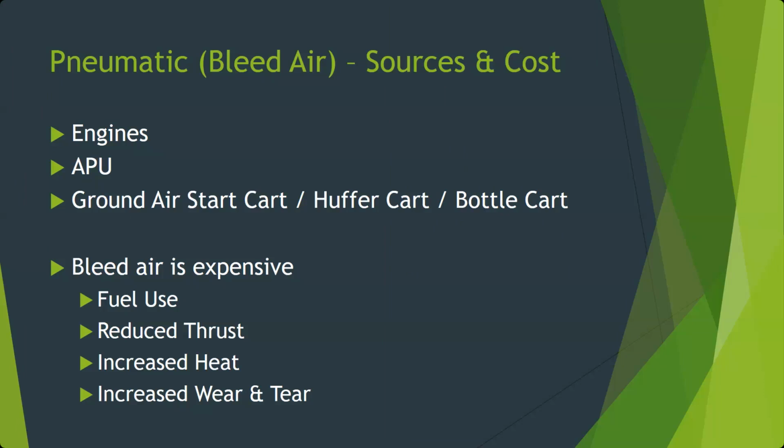Increased wear and tear because of that heat, that caused more wear and tear. So newer aircraft, some of the newest aircraft, the 787 in particular, has gone to a no bleed architecture. The 787 does not have a bleed air system on the engines. It doesn't mean it doesn't have a pneumatic system, but it does not have bleed air. They don't pull air off the engines.